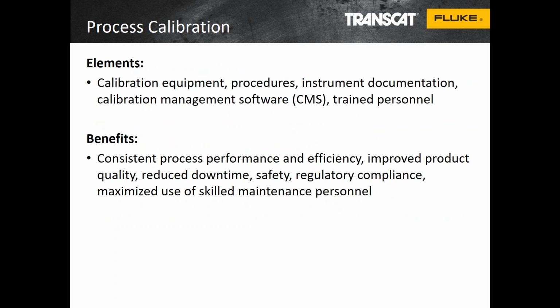So a couple key elements for process calibration: the equipment, the procedures, the instrument documentation, in this instance, the calibration management software, and trained personnel, people trained to understand and know how to use these tools and familiar with this process. The benefit is consistent process and performance, efficiency, improved product quality, reductions in downtime, improved safety, regulatory compliance, and maximize the use of skilled maintenance personnel.